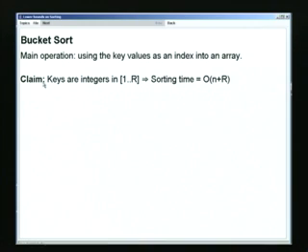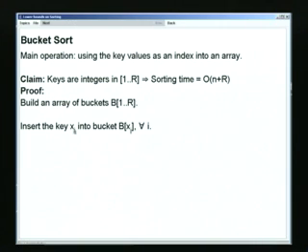So, here is the main claim. If the keys are integers in the range 1 through r, then sorting time is at most n plus r. So, I will just give the algorithm as the proof. First we are going to build an array of buckets b 1 through r. These buckets will be initialized to null. That will take about r time.